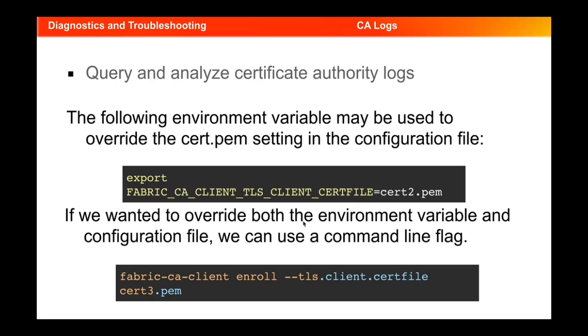If you want to override both environment variables and the configuration file, then we can use the command line flag. If you use this command line flag, which you can see here, it will override both the environment variable and also the configuration file, which we have seen in the previous slide.